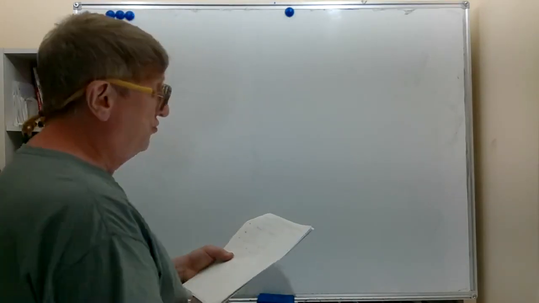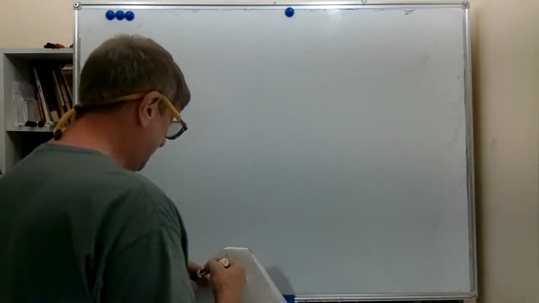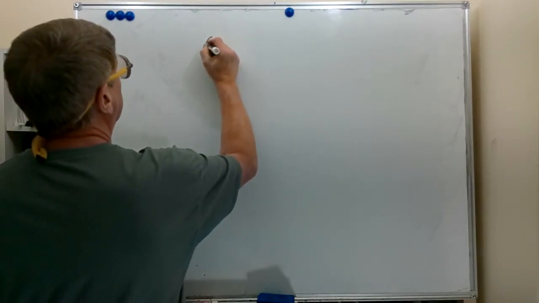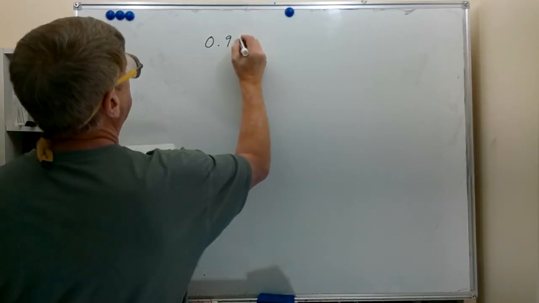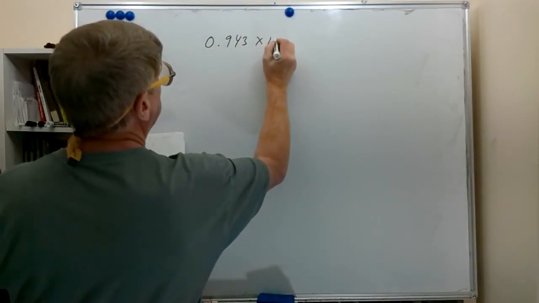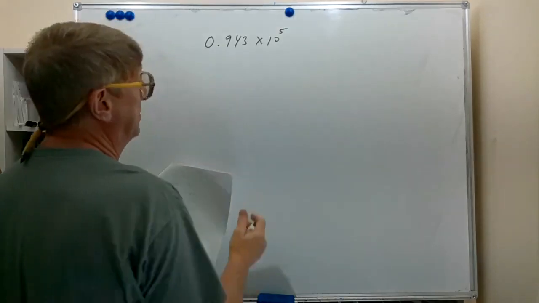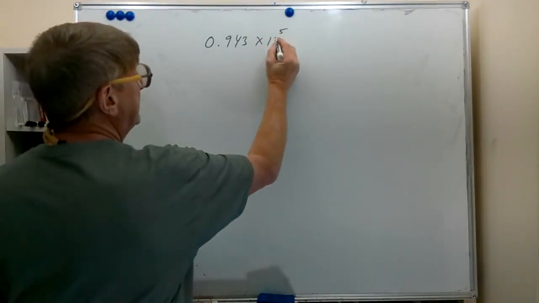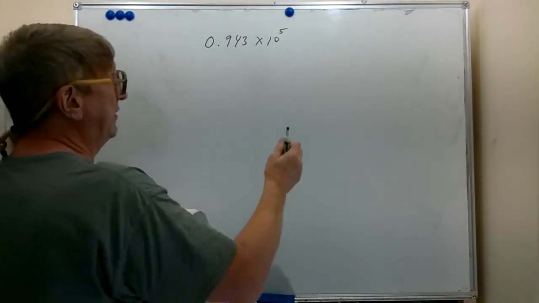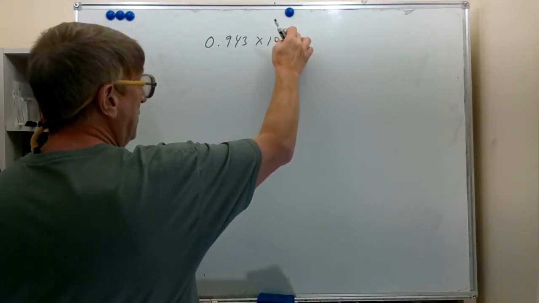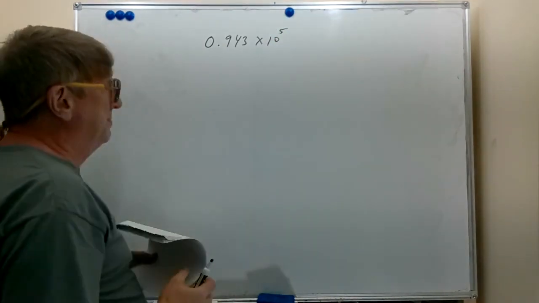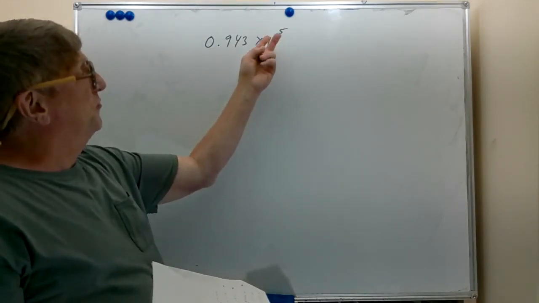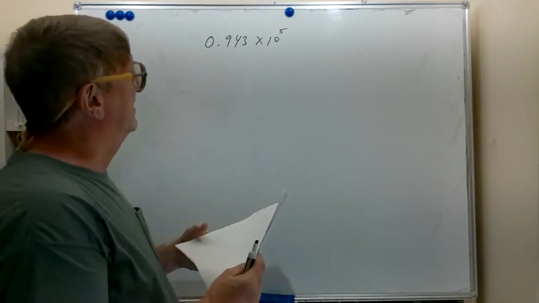Now, if we want to change a power of 10 number to an ordinary number, 0.943 times 10 to the 5th. By ordinary number, I mean with no power of 10. Well, we look at the exponent part of our power of 10, which is 5, which basically means we're essentially reducing that to 0. So we've got to move this 5 places to the right.